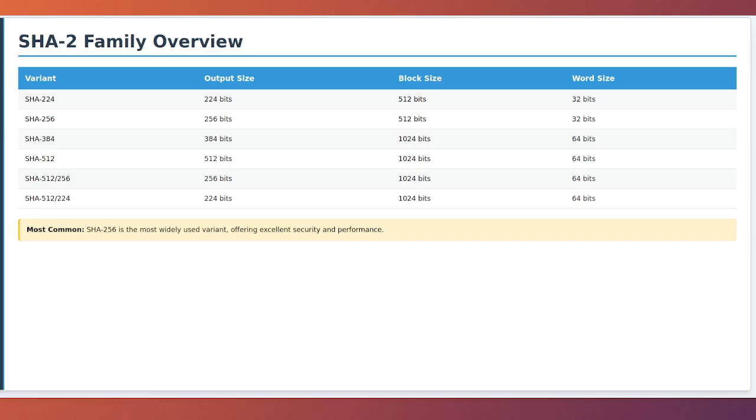All these variants share the same fundamental structure called the Merkle-Damgård construction. They differ in their word size, 32-bit versus 64-bit, the number of rounds they perform, the size of message blocks they process, and their initial hash values. The choice between variants depends on your security requirements, performance needs, and system architecture. The beauty of having these variants is that they provide flexibility without requiring you to learn completely different algorithms. Once you understand SHA-256, you understand the core concepts behind all SHA-2 variants.